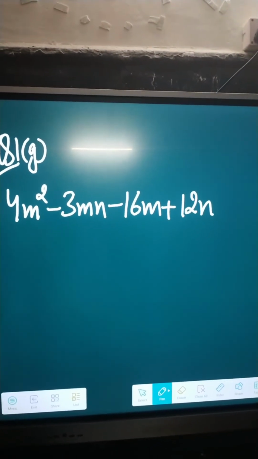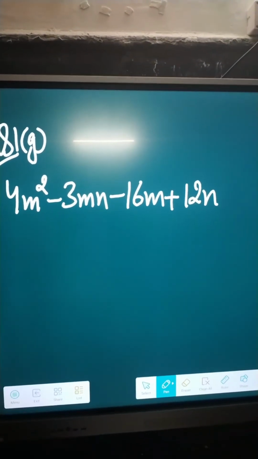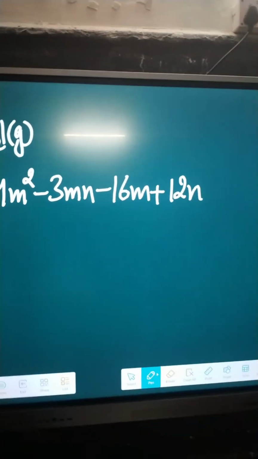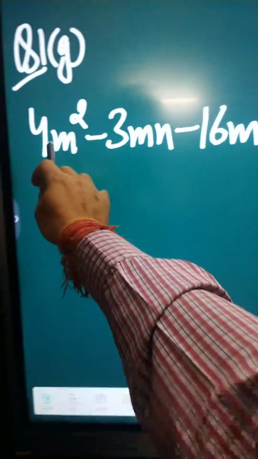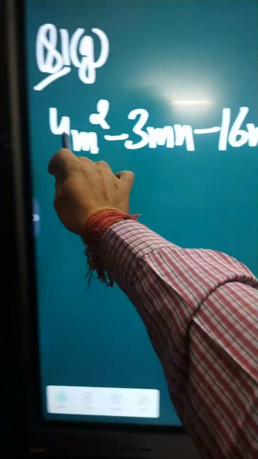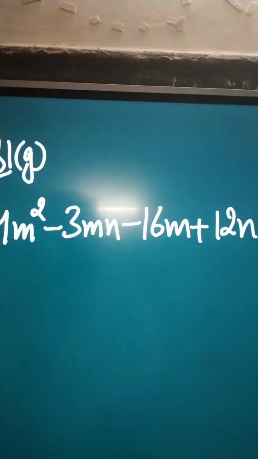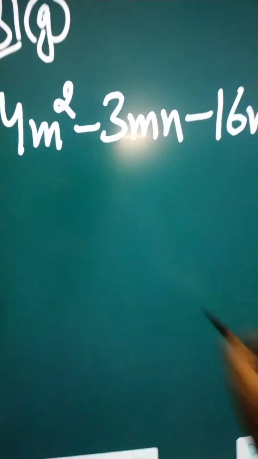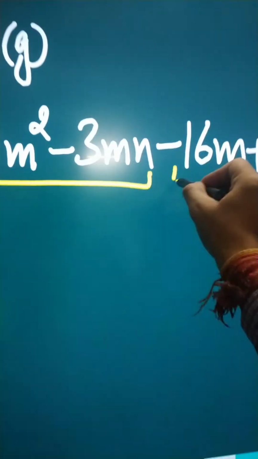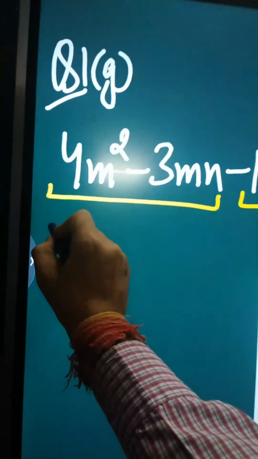So first, what we have to check is what is common in all the terms. In 4m square, 3mn, 16m and 12n, nothing is common: neither m, nor 4, 2, 3. Since nothing is common, we will take groups. You will factorize by taking the first group and the second group. So what is common in the first group? In 4m square and 3mn, only m is common.